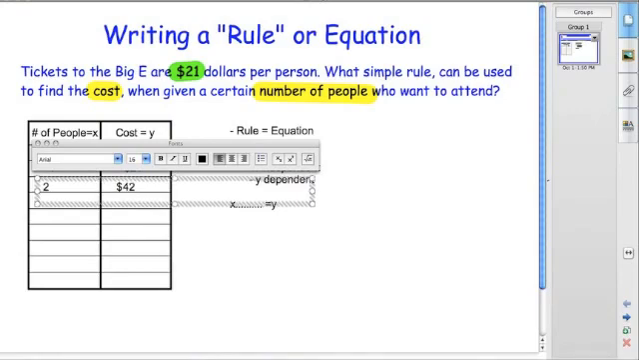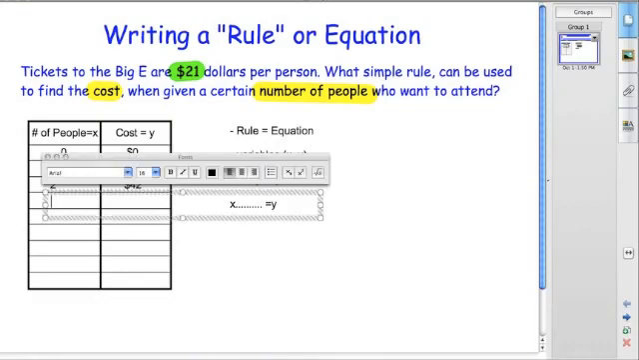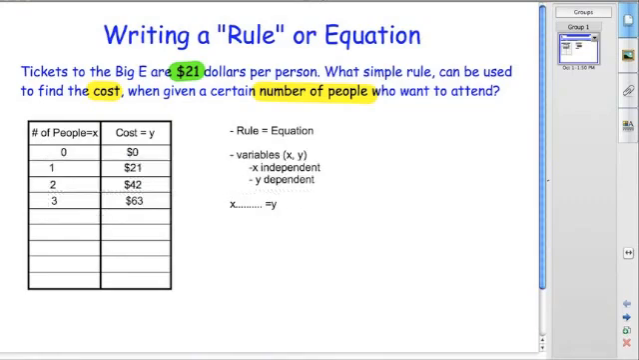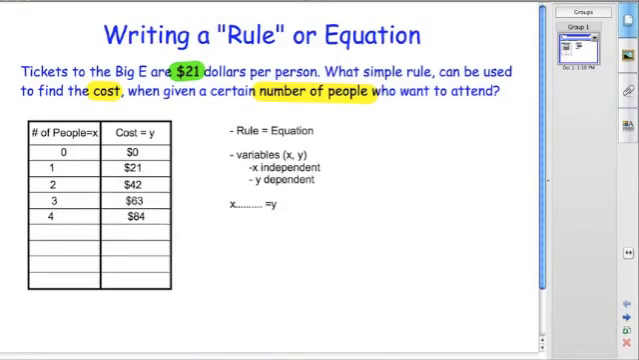We can continue to fill in the table that way just by increasing the number of people, which is our x variable, by 1, and then changing the cost based on the number of people, right? What is the actual cost? Because the problem tells us that it's $21 per person. So I can do a couple of sets here. 84. That's about enough.